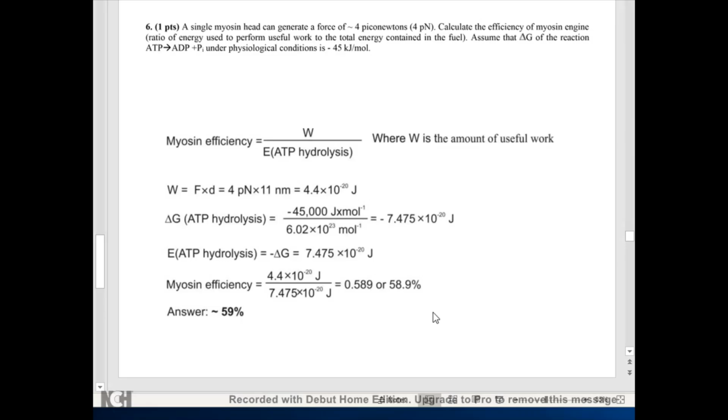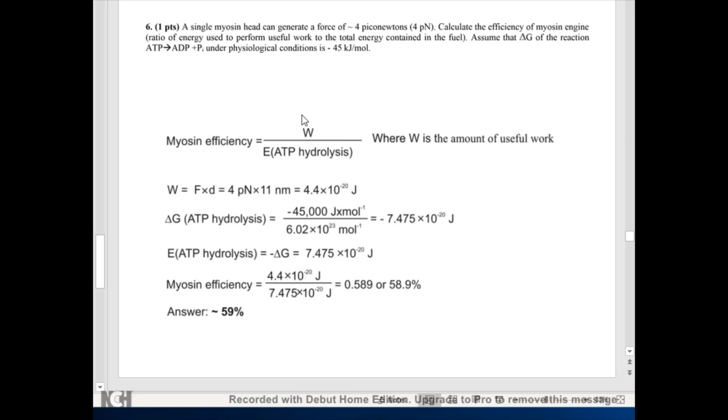In question number 6, you are asked to find the efficiency of the myosin engine, assuming that delta G of the reaction, ATP hydrolysis under physiological conditions, is negative 45 kilojoules per mole. Here we compare myosin with engines, and for any engine, you can calculate the efficiency by dividing the useful work that this engine can make by the total energy that it spends to do this work.